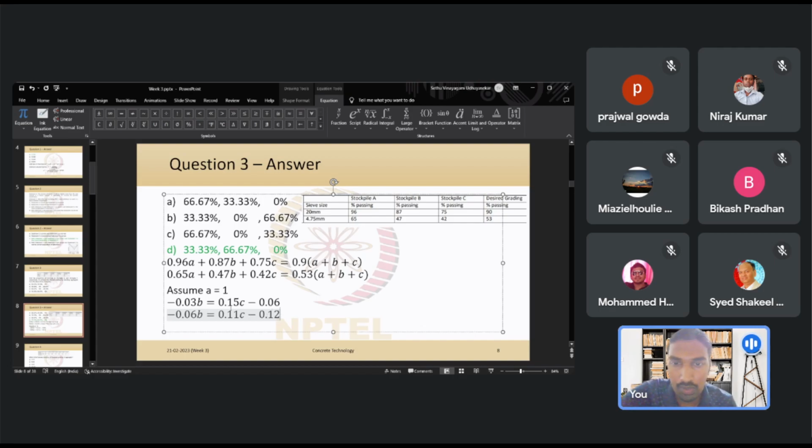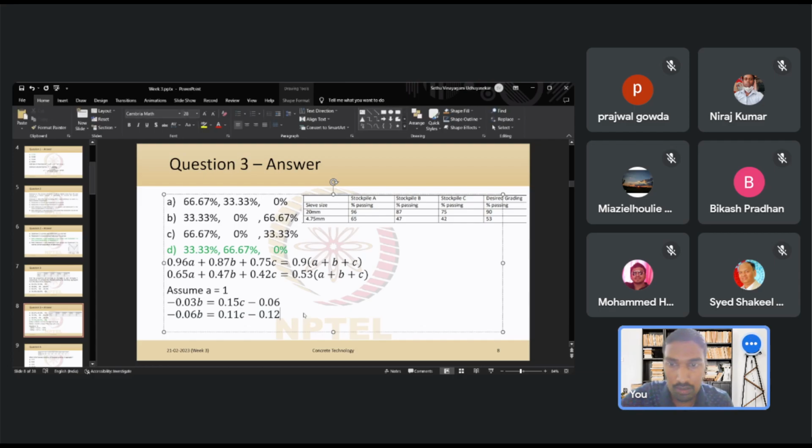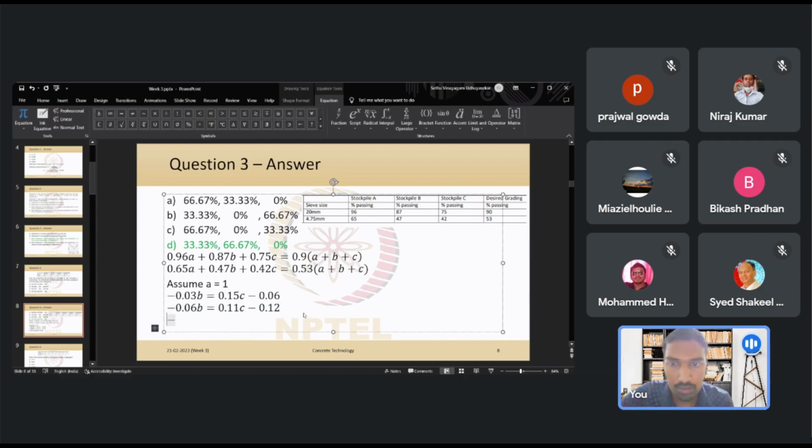So now what do we have? We have two equations left, and there are only two unknowns, B and C, right? So this we can solve, right? So looking at this, we see if we multiply equation 3 by 2, then we can eliminate B, right? So it is just 2 times what we have in equation 3, right? So if we multiply equation 3 by 2, then we'll get minus 0.06B equal to 0.3C minus 0.12, right?